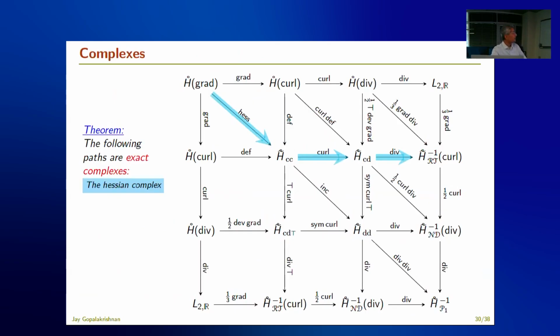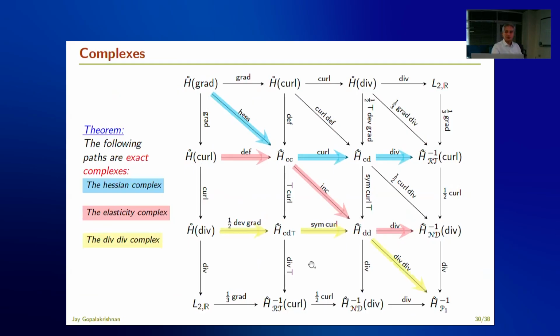There's another complex hidden here, which is the elasticity complex. You start from a non-standard place for the elasticity complex, the H curl, apply symmetric gradient and the incompatibility operator, and then the div operator. This is where the stresses live, where you apply the div. This is the elasticity complex, and there's one more, the div complex at the bottom. You can prove that all of these are complexes, which in the current set of assumptions happen to be exact.